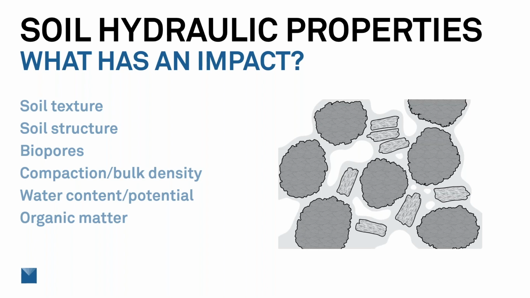Obviously, compaction and bulk density is going to have a big impact on these properties. Water content and water potential. So what I'm referring to here is actually the antecedent conditions of the soil. So how wet is the soil beforehand? Because that can actually play a pretty big role in how the soil hydraulic properties change and what you measure. And then of course, organic matter is going to have a big impact on this measurement as well.